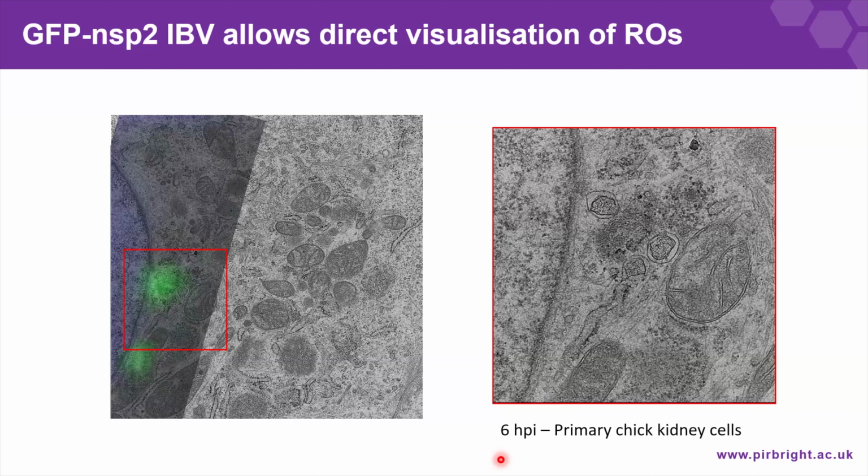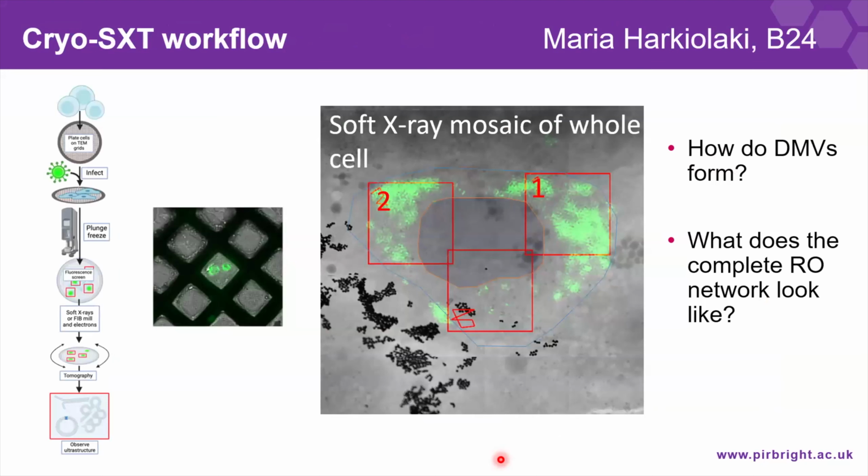Patrick has gone over to Diamond to make use of their cutting-edge imaging capabilities. So he's been working with Maria Harkiolaki at B24 to use the cryo soft X-ray microscope. This allows us to image through the entire thickness of infected cells, which allows us to ask a variety of questions that is just not possible to ask with electron microscopy.